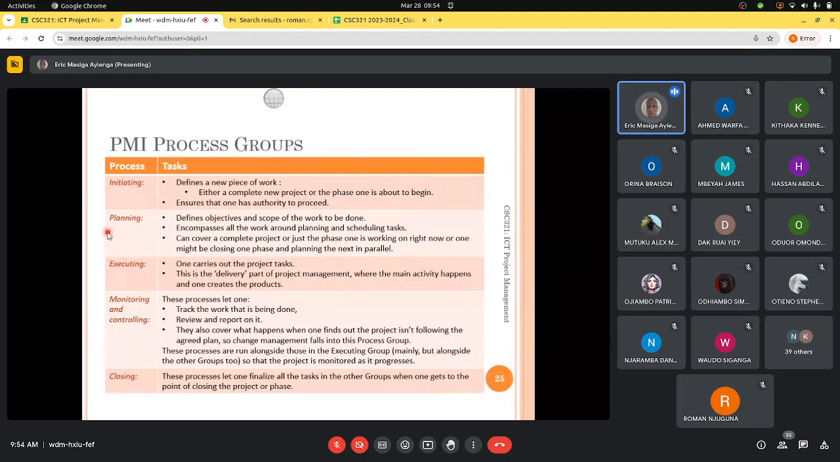Then you can have another group that is going to do planning. Now, the planning group defines the objectives and the scope of work to be done. It encompasses all the work around planning and scheduling tasks. It can cover a complete project or just the phase one is working on right now. Or one might be closing one phase and planning the next phase in parallel. So you could be in one phase, but you are planning for the next phase.